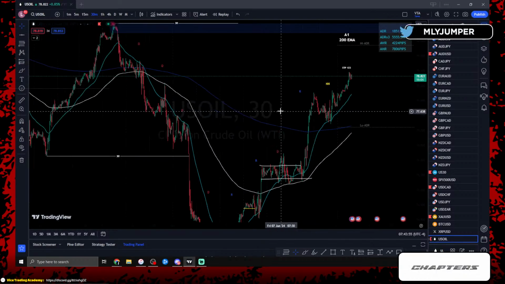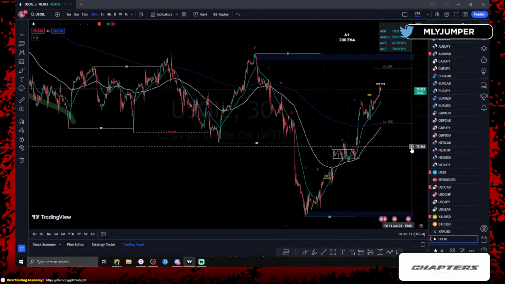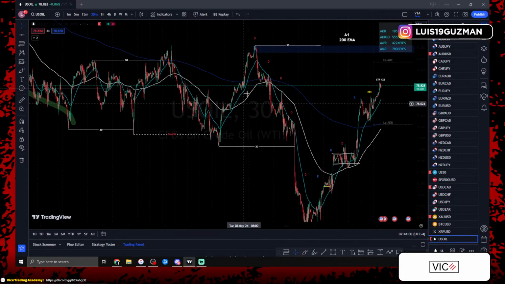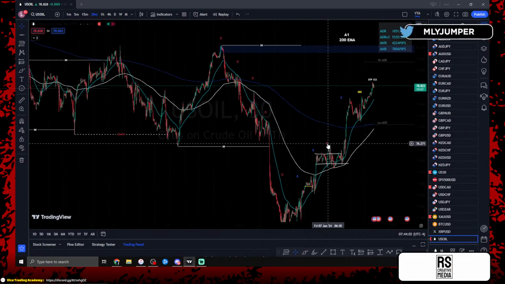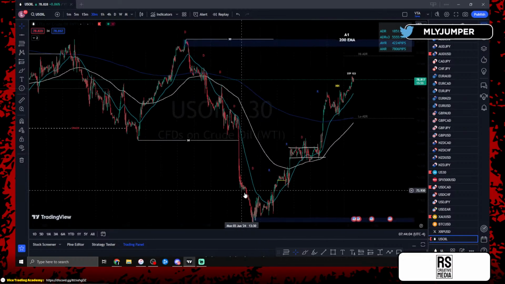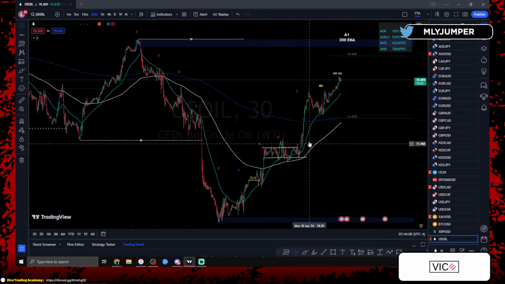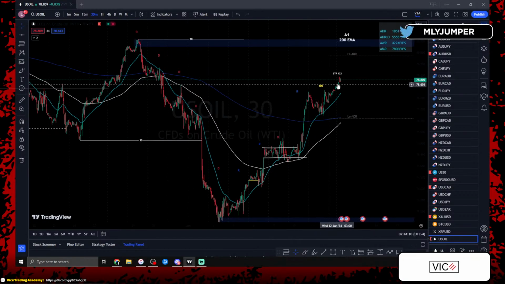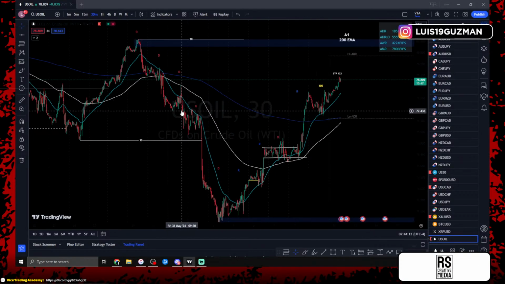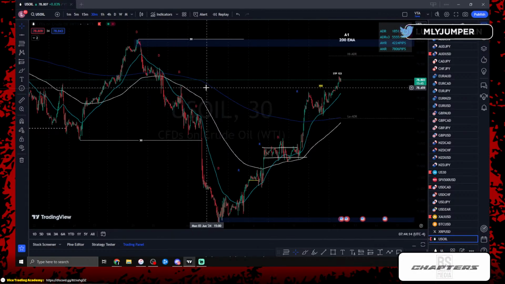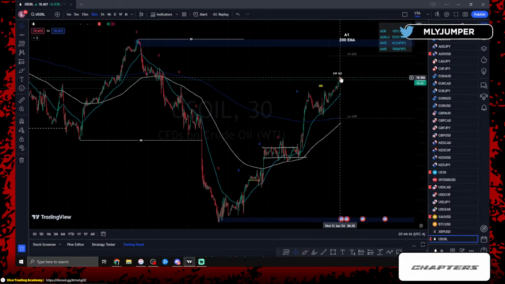So, with oil, understanding again, another situation where yes, we had a change of character, we had a break of structure, but the pullback, once we got into the lower low going into the lower high, the fact that we were still making internal higher highs and higher lows, we already knew that that 4-hour engulfing was not a valid 4-hour engulfing. So we still got to wait it out.